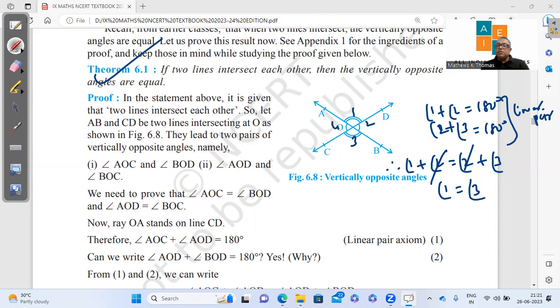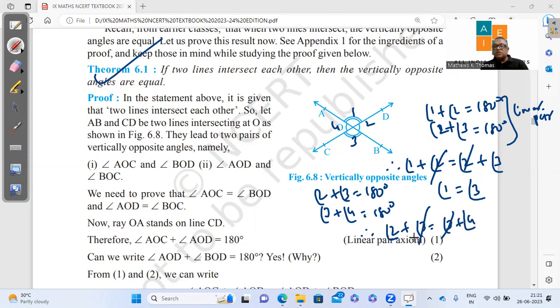The same thing I can repeat if I want to prove 2 equal to 4. Same thing I can do here. Angle 2 plus 3 is 180, again by linear pair. 3 plus 4 is also 180 by linear pair. Therefore, I can say that 2 plus 3 is equal to 3 plus 4. And 3 gets cancelled. And therefore, we can say 2 is equal to 4.